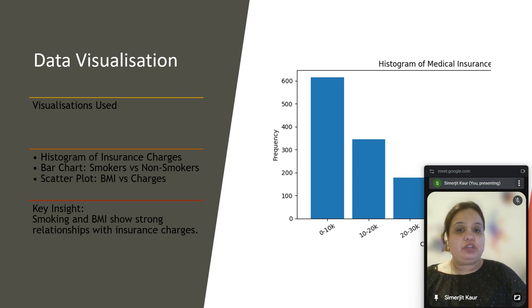The third visualization was a scatter plot showing the relationship between the BMI and the insurance charges. The scatter plot showed a positive relationship, meaning higher BMI is generally associated with higher insurance charges. Overall, these visualizations suggest smoking and BMI strongly affect the insurance cost.